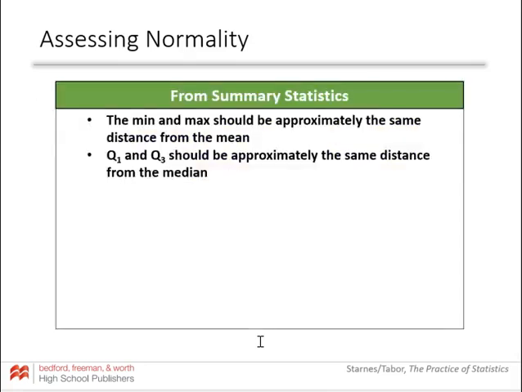Two other ways that we can use to assess normality, a little bit less common: if we look at those summary statistics, the min and the max should be approximately the same distance from the mean. Again, that would tell us whether or not our curve is symmetric. You can also look at the distance of Q1 and Q3 from the median. Those should be approximately the same. Again, they're almost never going to be exactly the same because that's not how real life works. But we're looking for them to be within a few units of each other, dependent on your units. So if we're talking about test scores, maybe they should be within 4 to 6 points.